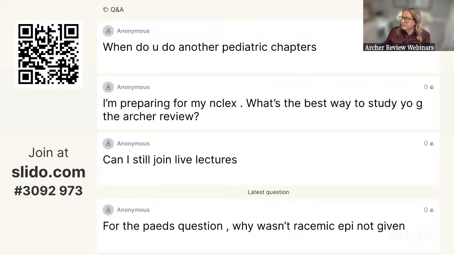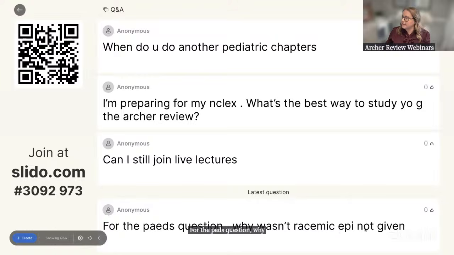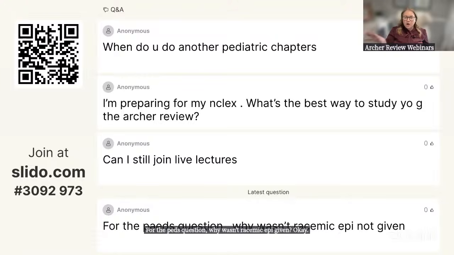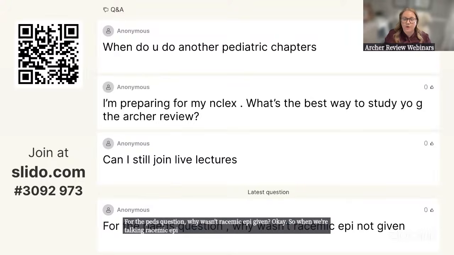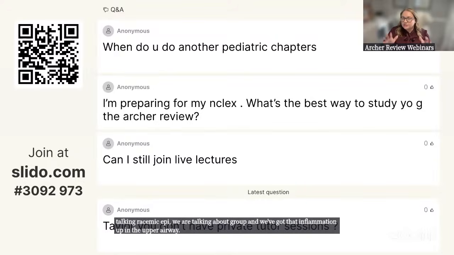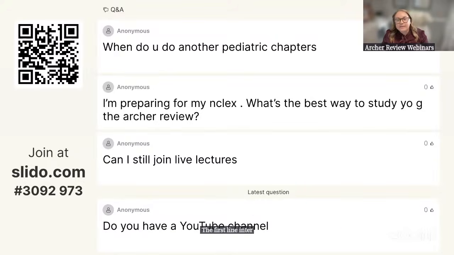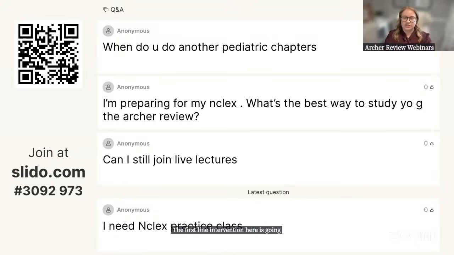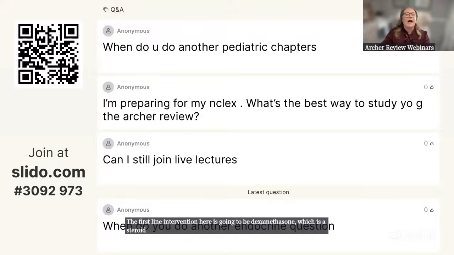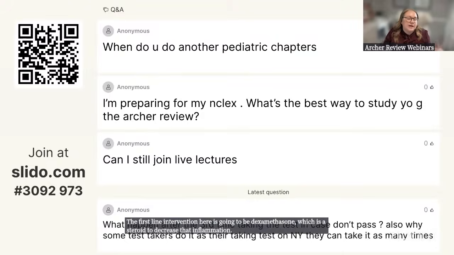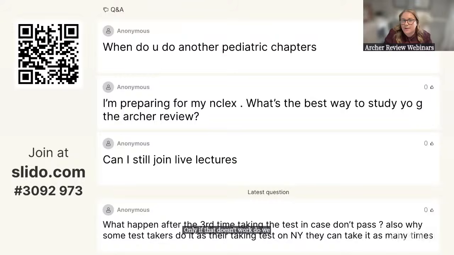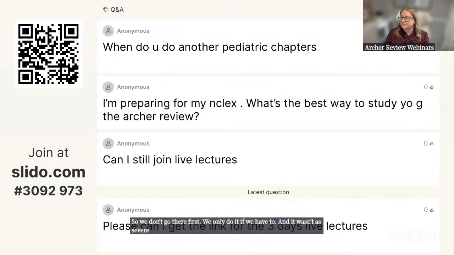For the PEDS question, why wasn't racemic epi given? Okay. So when we're talking racemic epi, we are talking about Croup, and we've got that inflammation up in the upper airway. The first line intervention here is going to be dexamethasone, which is a steroid to decrease that inflammation. Only if that doesn't work do we need to do the racemic epi, right? That's kind of like our highest level of intervention. So we don't go there first. We only do it if we have to. And in that case, it wasn't as severe. We didn't need to do it.